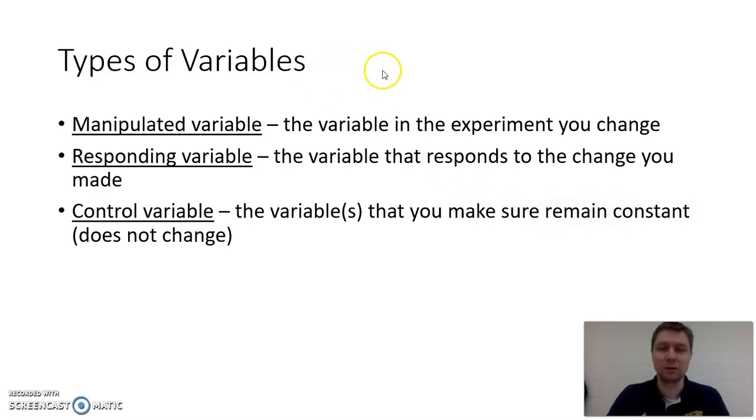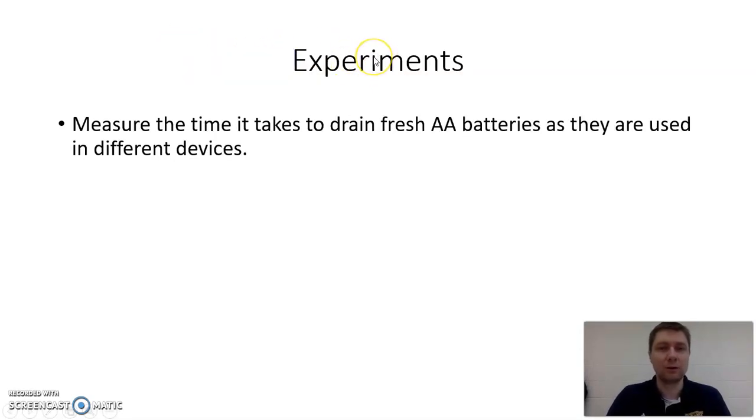So let's take a look at an example here. The first one is this experiment here that says you're measuring the time it takes to drain fresh AA batteries as they're used in different devices. So what I want you to do is pause the video and on a piece of paper write down what you think are the manipulated variable, the responding variable, and the controlled variables.